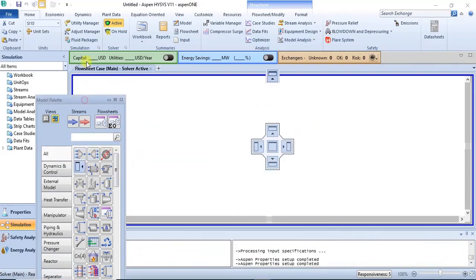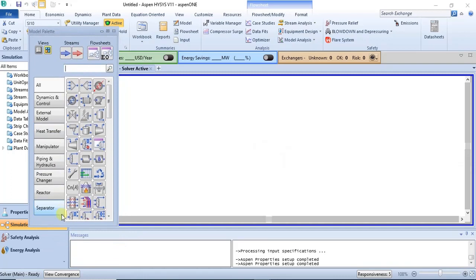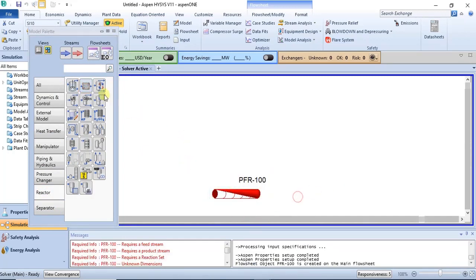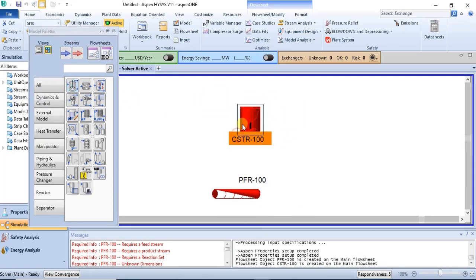So from your model palette, you can get reactors from the reactor section. So you have your plug flow reactor PFR here, and then you have your CSTR, which is the first CSTR, right? Continuous stirred tank reactor.